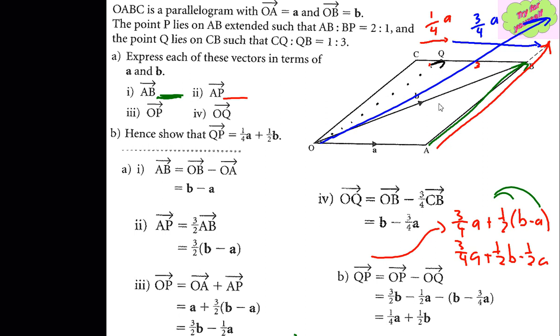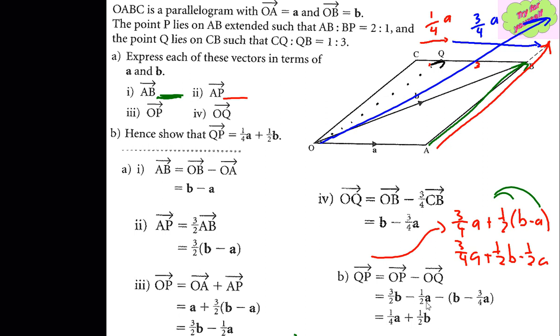So QP is like going the reverse of this, so QO plus OP is the same as doing Q to P. We know QO already, because it's minus OQ, so that's why we've got minus of that, and then plus OP we've got from over here. Add them together, because notice it's minus a half A plus 3/4 A, which is a quarter A.